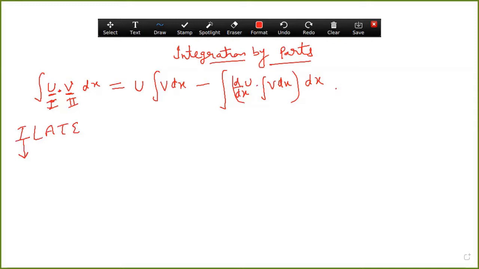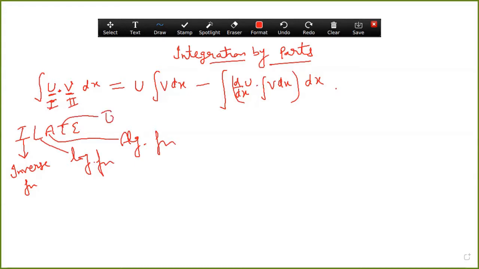I means inverse function, L means logarithmic function, A means algebraic function, T means trigonometric function, and E means exponential function.